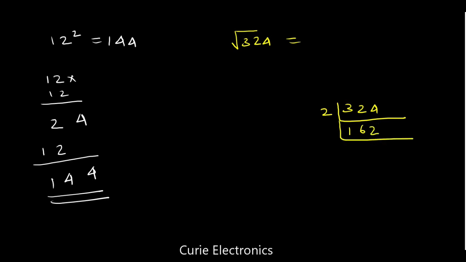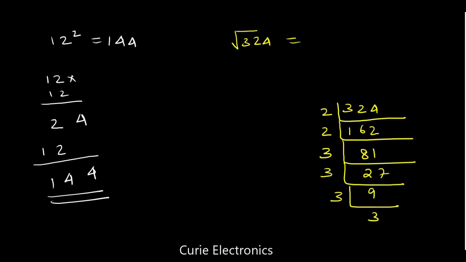162. By seeing itself you can say what is half of it. Then what do you get? You get 81. Now 81 is not possible to divide by 2. Then we will divide by 3. What do you get? You will get 27. Again you can divide by 3: 9. Again 3. 3. Okay.